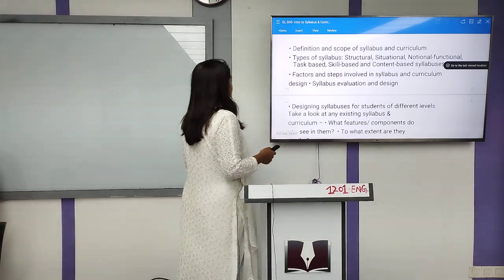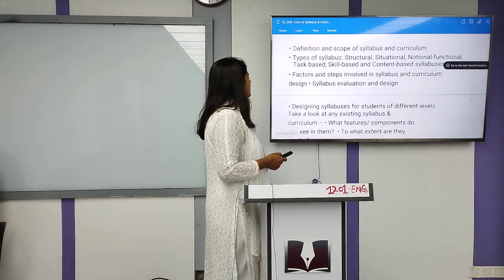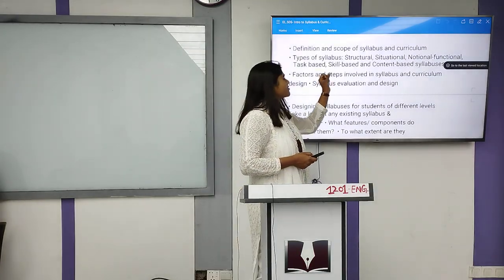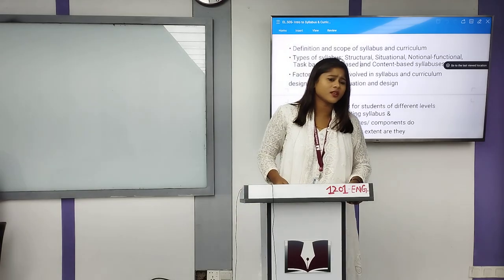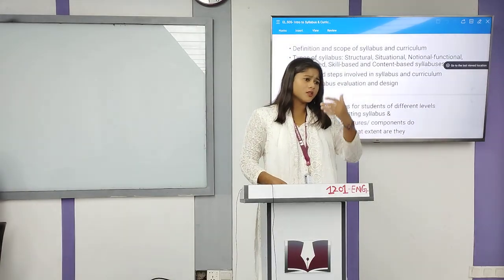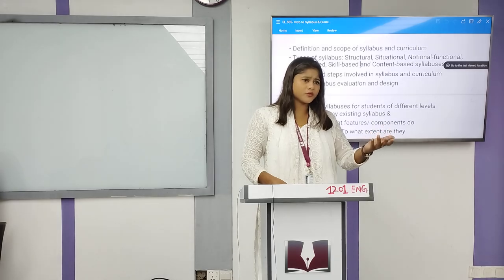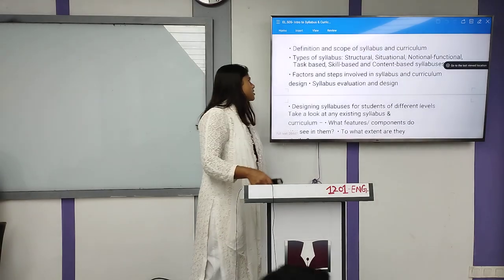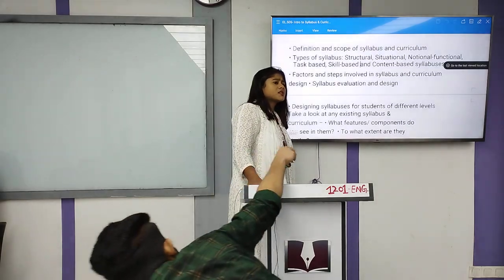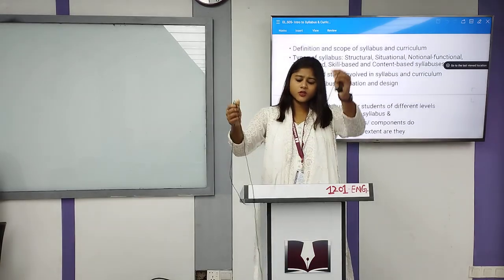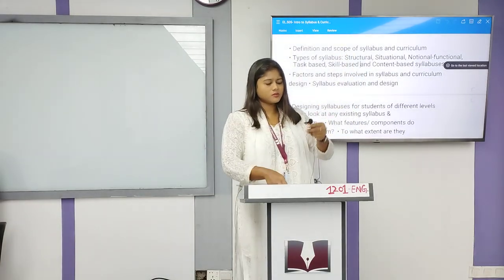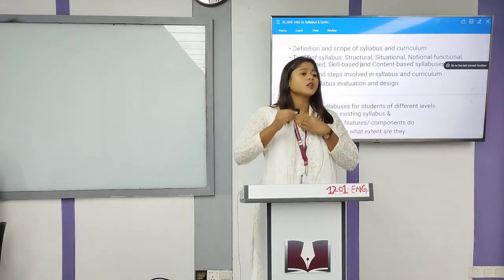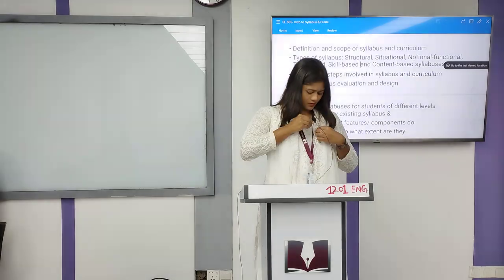So see, there are different types of syllabus. The first one structural, then situational. So you can see the key term, structural. That means it focuses on the structure, the language structure of a language. Specific language, maybe on grammar, on sentences, parts of speech. Then situational means it focuses on specific situations where you have to perform this language kind of activities.